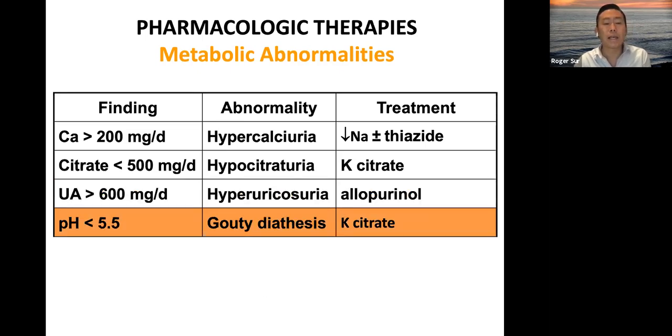And then the last one, this is a pearl. Always look at the urine pH on a 24-hour urine, not just a spot. A spot pH can be very unreliable, just to let you know, but a 24-hour urine is a lot more reliable for the pH. And if it's less than 5.5, you have to treat it. You have to get that pH up, because if you don't, the patient will continue to form stones. Number one, they can form uric acid stones. Number two, they can form calcium oxalate stones.